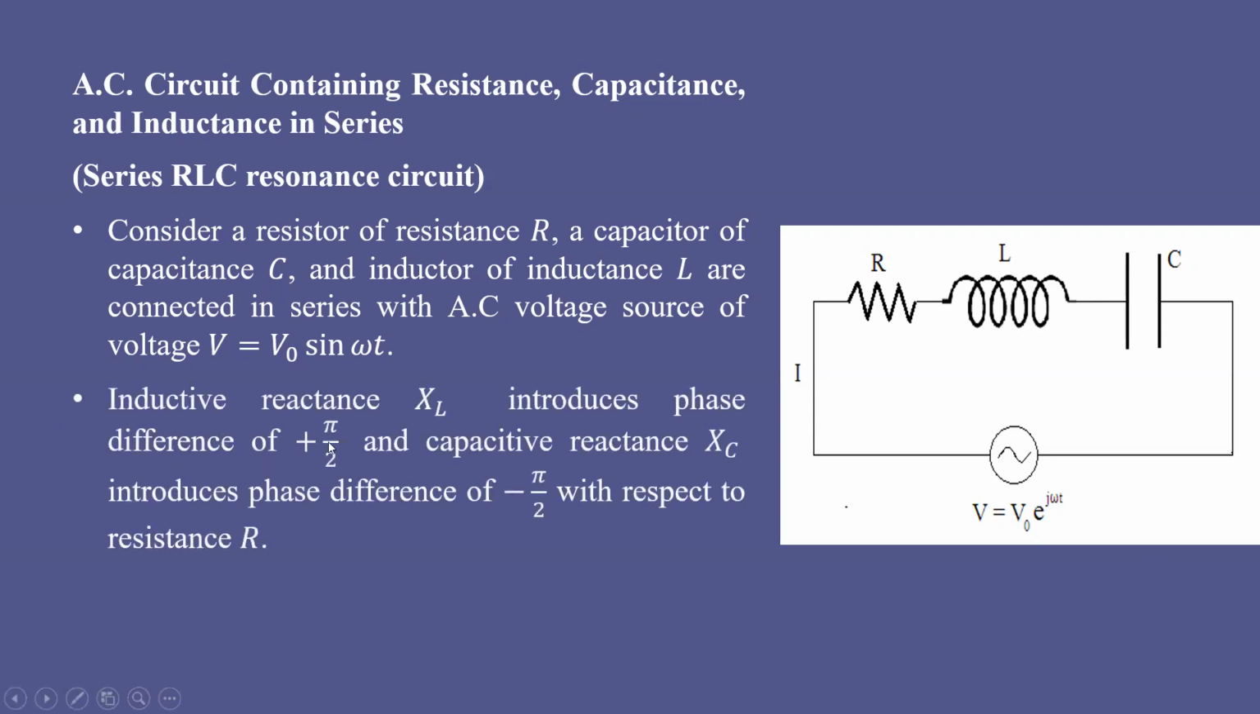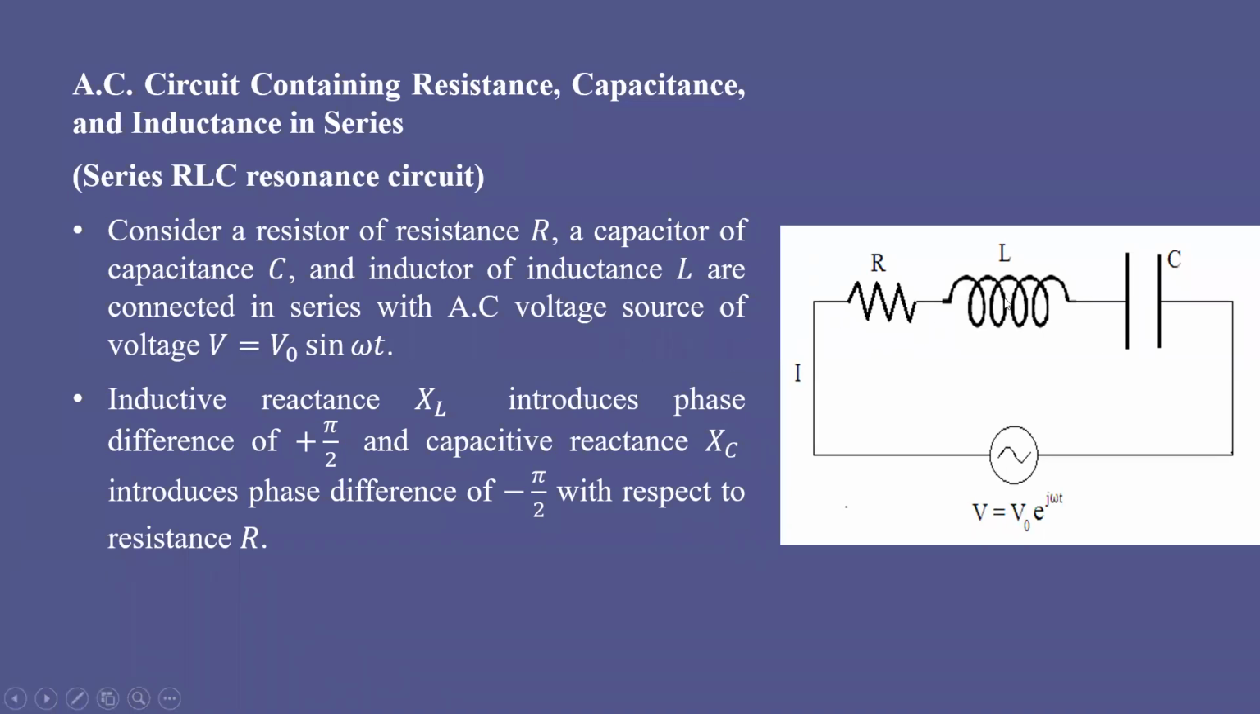Then the inductive reactance XL. If you find out the resistance of each and every component in the circuit, the resistance of the resistor is R. The inductive reactance of the inductor is given by XL, equal to omega L. The capacitive reactance is 1 by omega C, represented as XC. And we know that the inductive reactance has a phase difference of 90 degrees with resistance, and the capacitive reactance also has a phase difference of 90 degrees with the resistance.